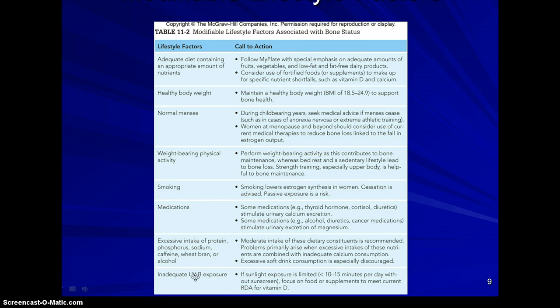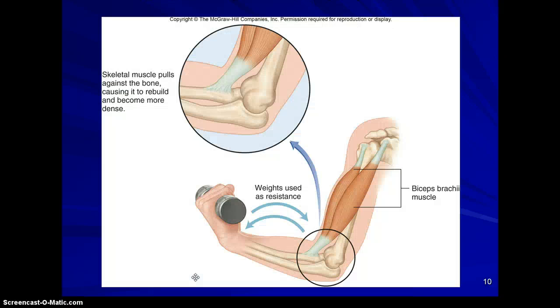And then the last slide, talking about adequate UVB, this is ultraviolet light. We need sun every day on our skin without SPF, about 10 to 15 minutes every day to make sure we get adequate vitamin D, which regulates the absorption of calcium.